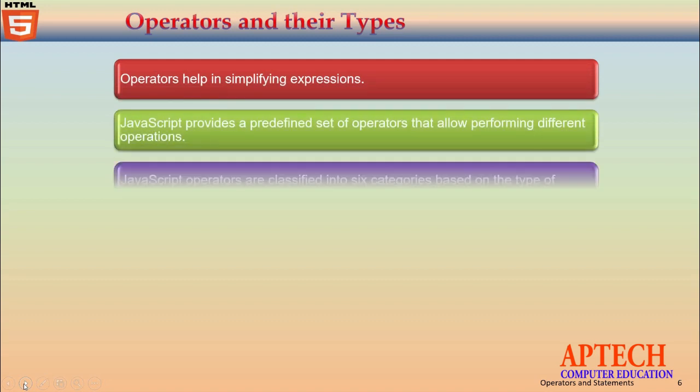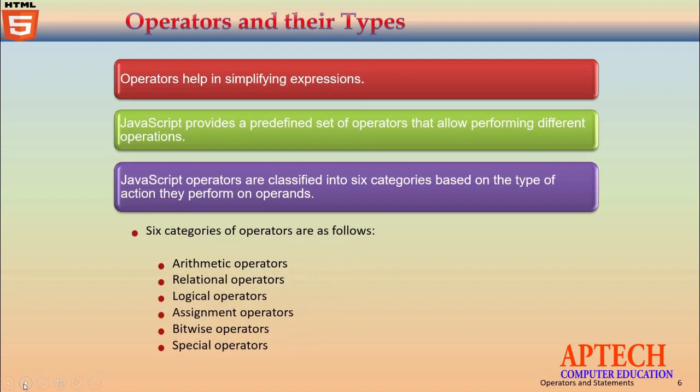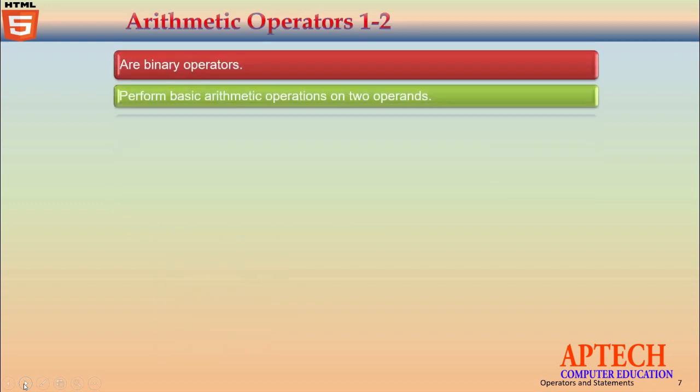Now we'll be seeing the different types of operators used in JavaScript. Operators help in specifying and simplifying expressions. JavaScript provides a predefined set of operators that allow performing different operations. Based on these operations, they are categorized into six categories: the first is arithmetic operators, then relational operators, logical operators, assignment operators, bitwise operators, and special operators. So let's see them one by one.